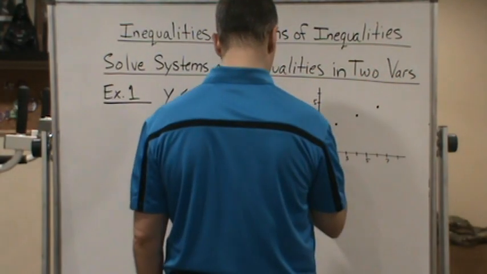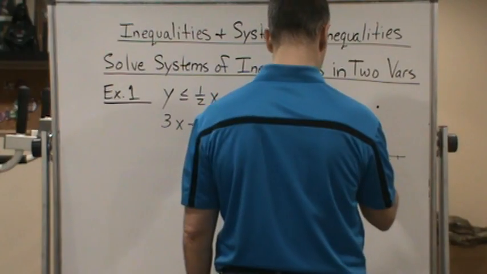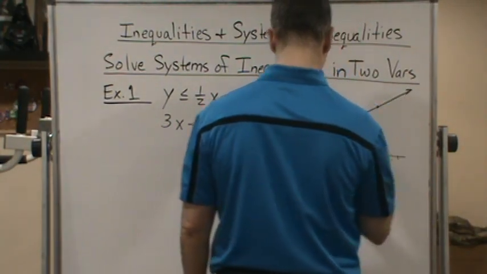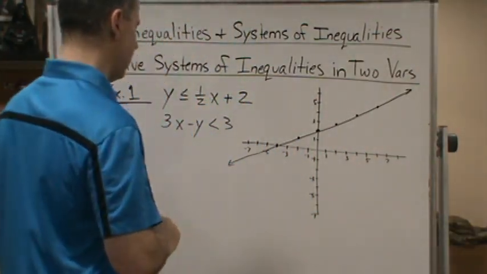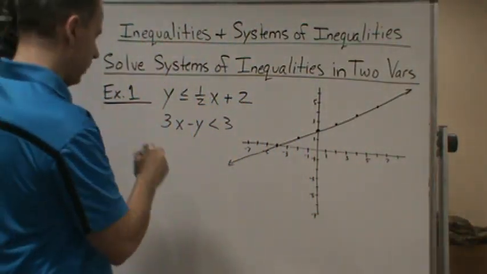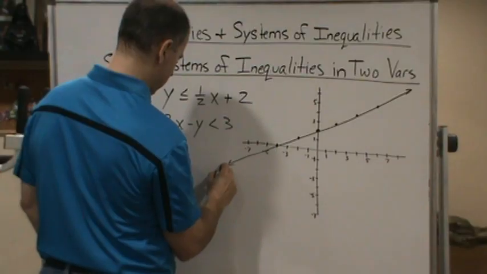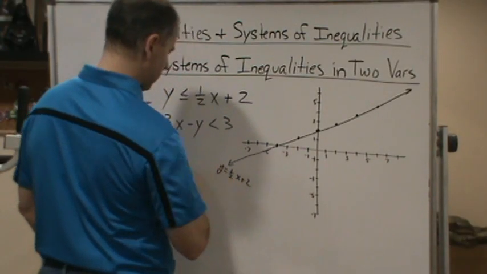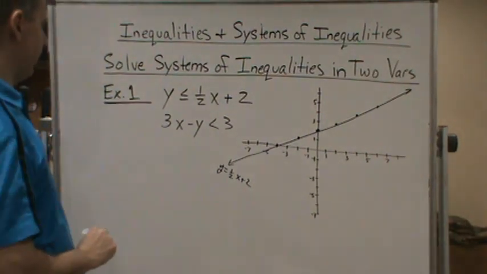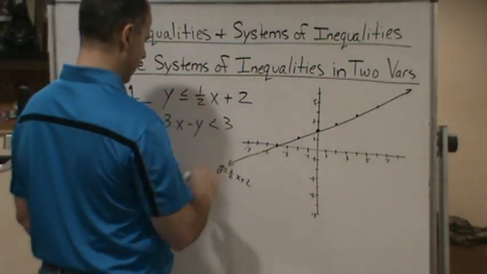And we'll draw the line. So this here is y equals 1/2 x plus 2, and it's equals, so it's a solid line.